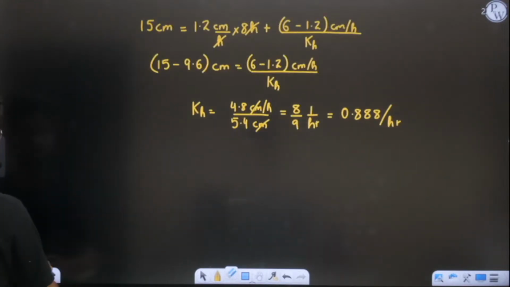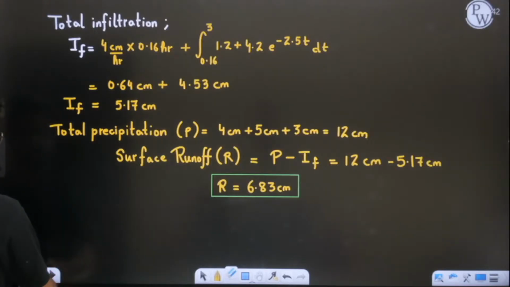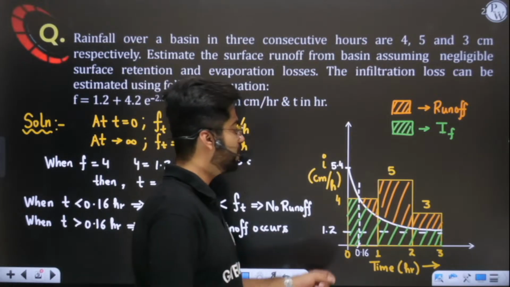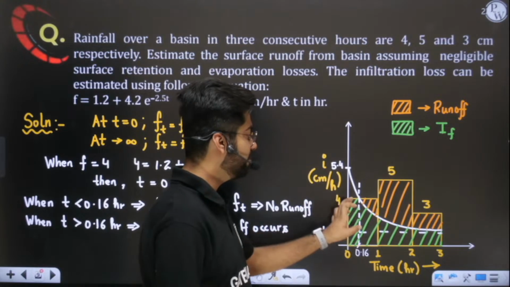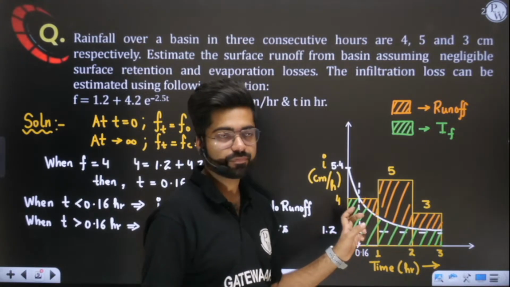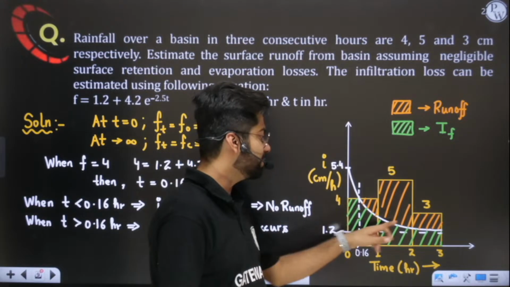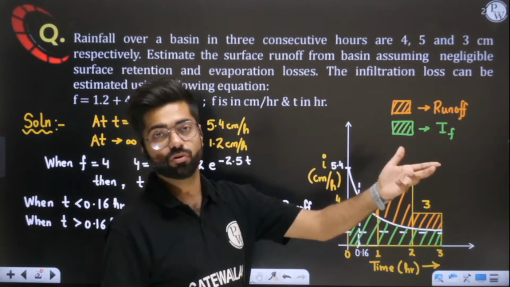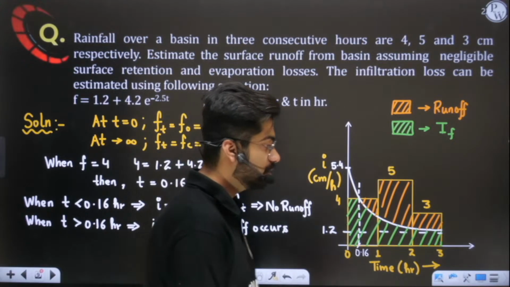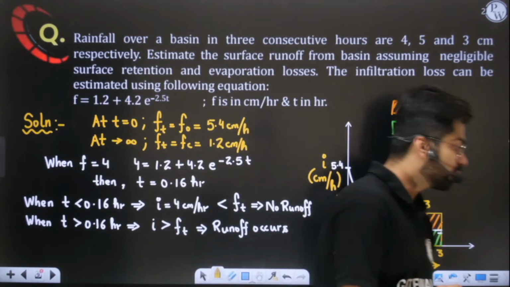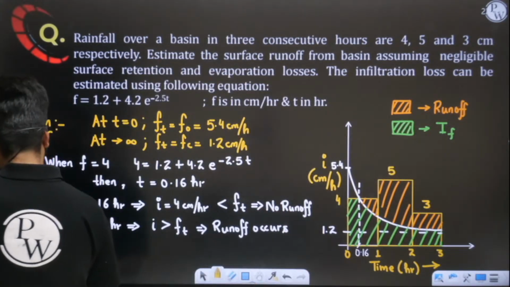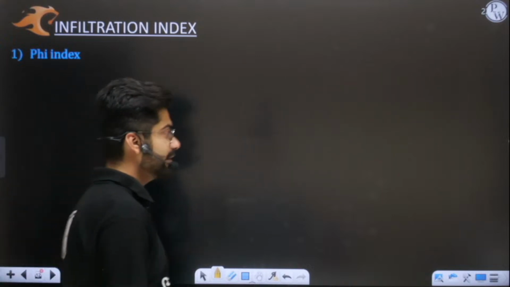So this is the beautiful example with the help of which I hope you are able to understand when you have to take the rectangular part and when you have to take the integration part. Rectangular area you have to take when intensity of rainfall is less, and integration part you have to take when intensity of rainfall is more. Okay, it's perfectly clear. Now we'll move ahead with phi index. Now we'll discuss what phi index is.